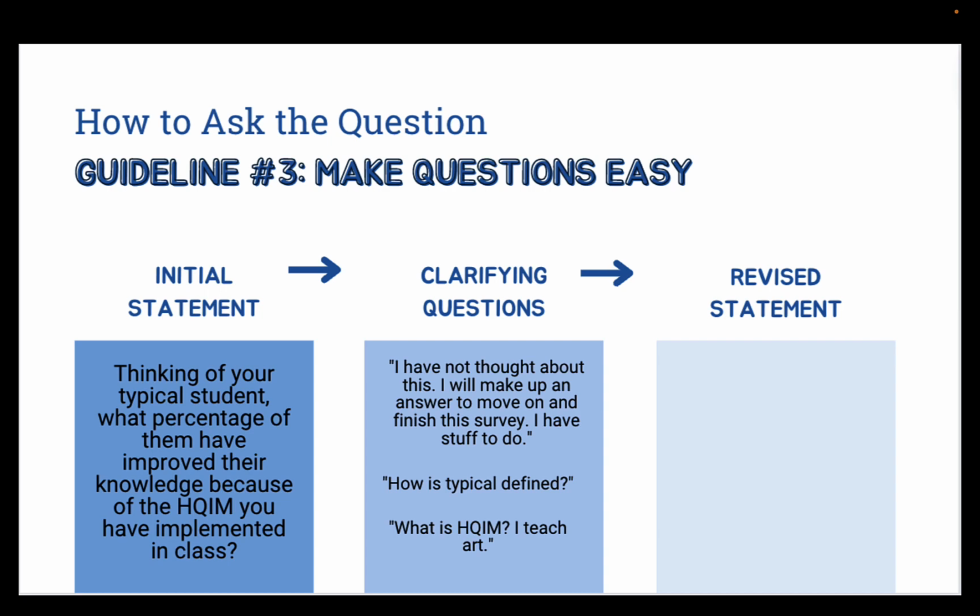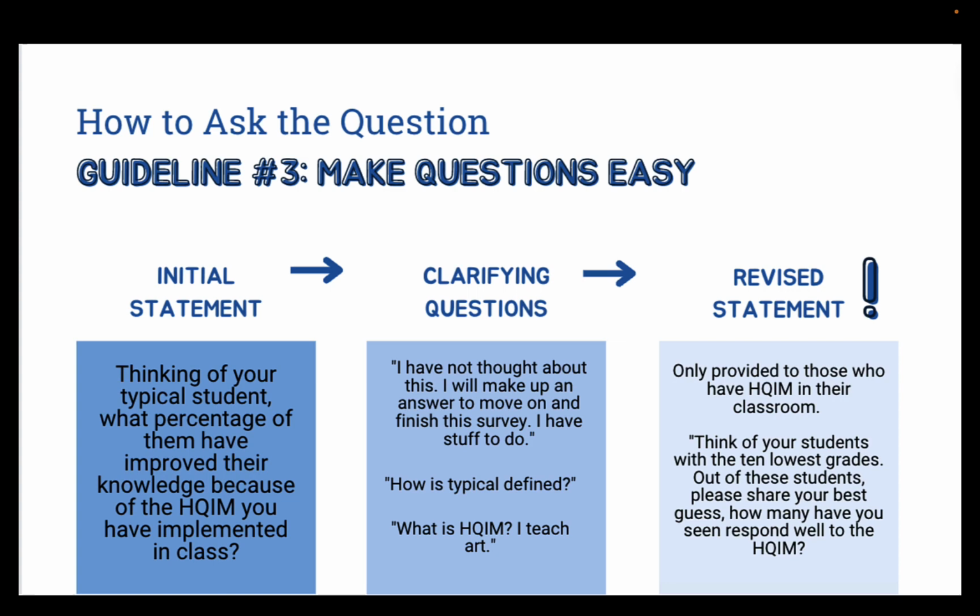Let's read the first iteration of the question. "Thinking of your typical student, what percentage of them have improved their knowledge because of the HQIM you have implemented in class?" Clarifying questions and statements that were shared include, "I have not thought about this. I'll make up an answer to move on and finish this survey. How is typical defined? What is HQIM? I teach art." Pause the video here and come up with an example of how you could rewrite this question to make it easier to answer.